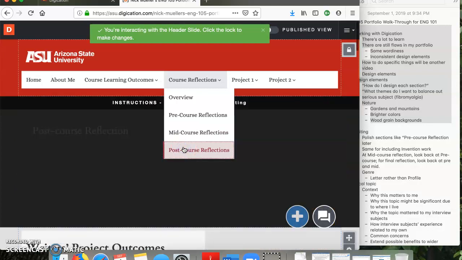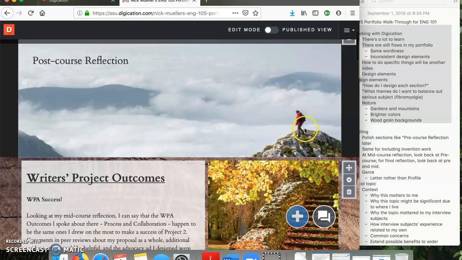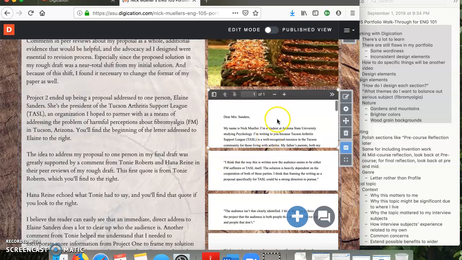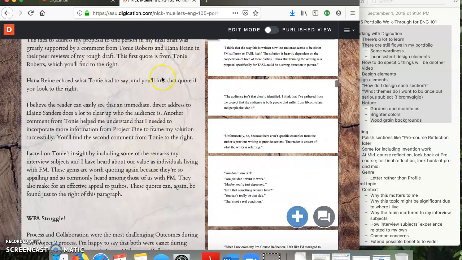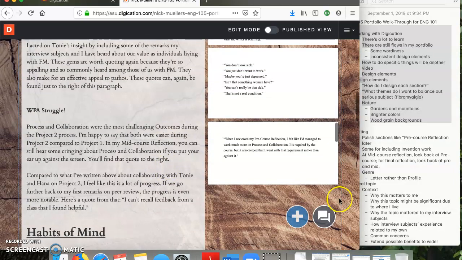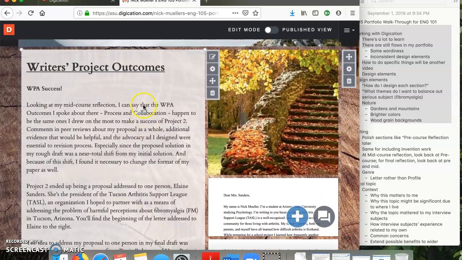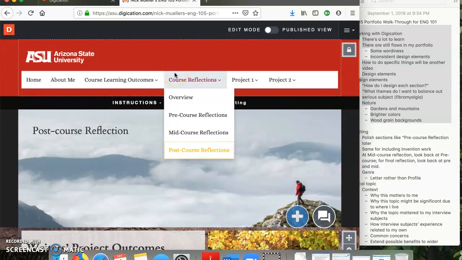Post-course reflection. That is not me. I almost reached the summit, but that is not me. Another pleasant garden image, wood, more sidebars with specific examples about peer review, invention work, and a bit from my pre-course reflection, I believe. And that's project one. And that's all the course reflection.